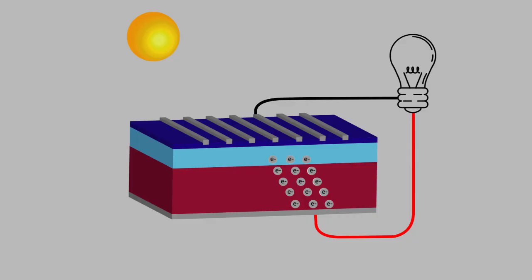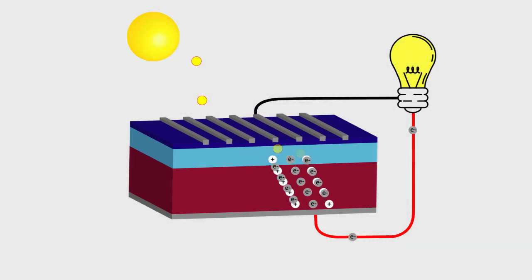Well, why is this? More sunlight, or solar energy, means more photons. More photons equates to more electrons being excited. The number of excited electrons that move through the circuit is equal to the current of the cell.